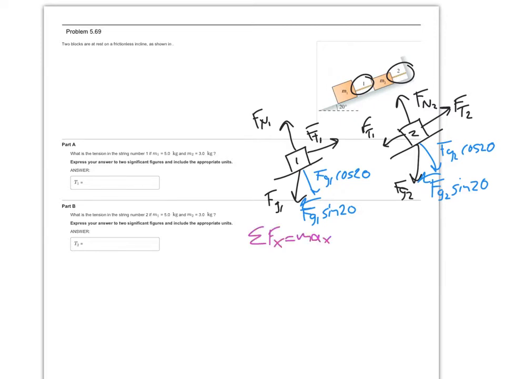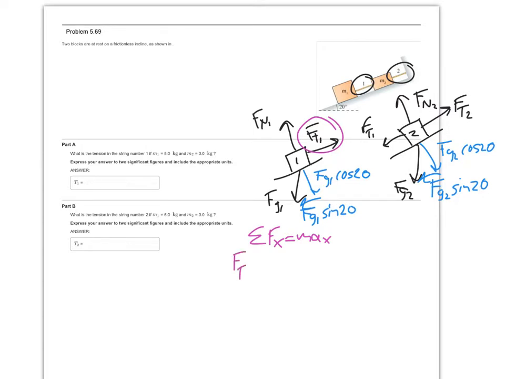I'm going to go ahead and set up my max and my may here. I technically only need my max for both of these actually because I don't care about any vertical forces, but never a bad idea to set up your may as well. And I'm going to start with block 1 because we're looking for this force of tension. And if I go to block 2, I have 2 forces of tension that I don't know.